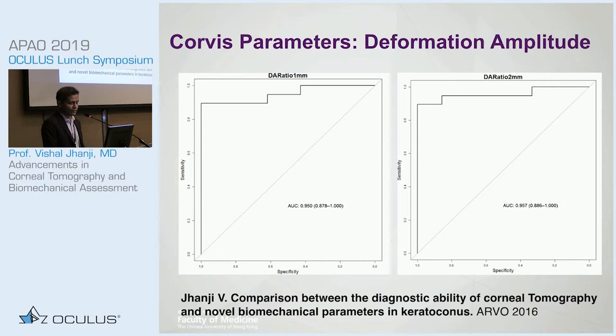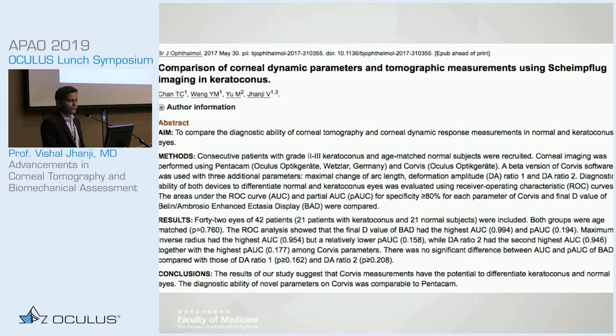We then looked at the comparison of dynamic corneal parameters with tomographic measurements. The results were quite encouraging. We found that the diagnostic ability of Corvis parameters was at least as good as Pentacam, if not better in any case. The AUC was quite high, more than 90% with Pentacam as well as with Corvis.